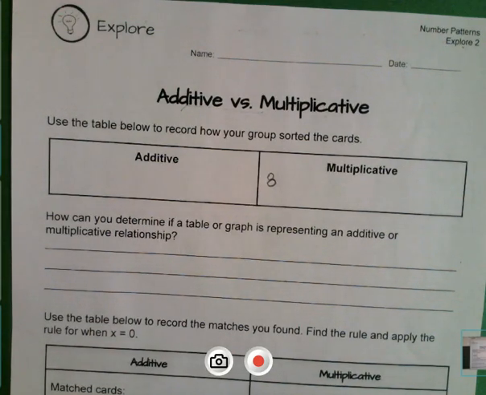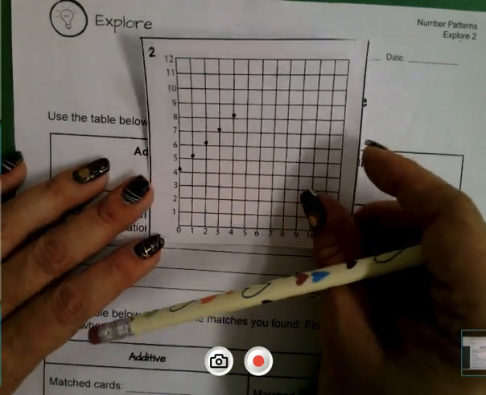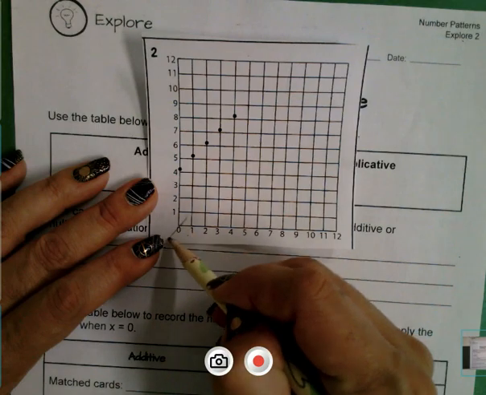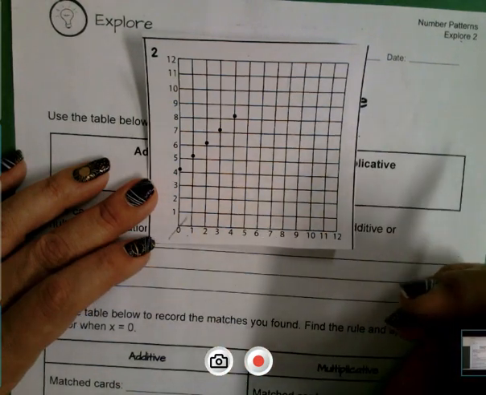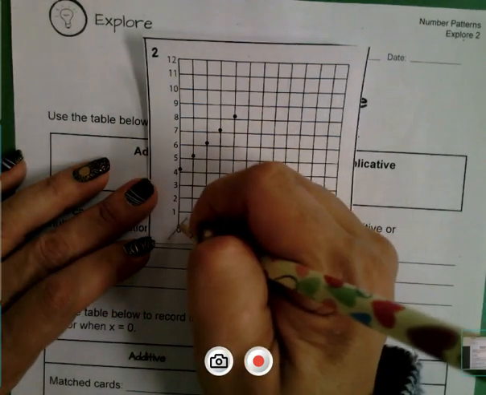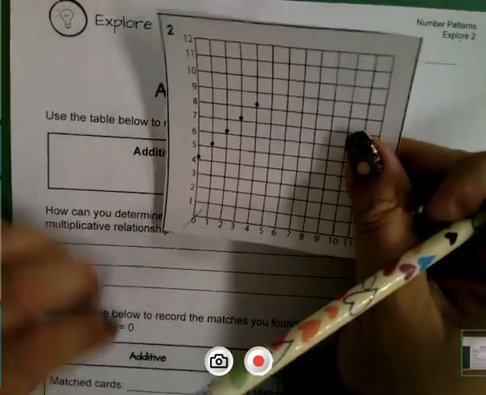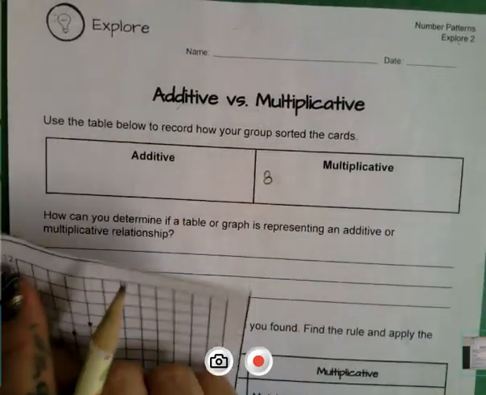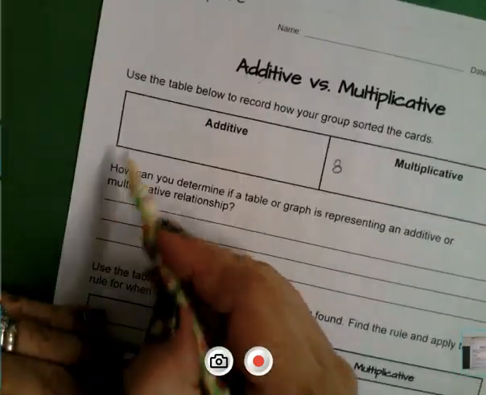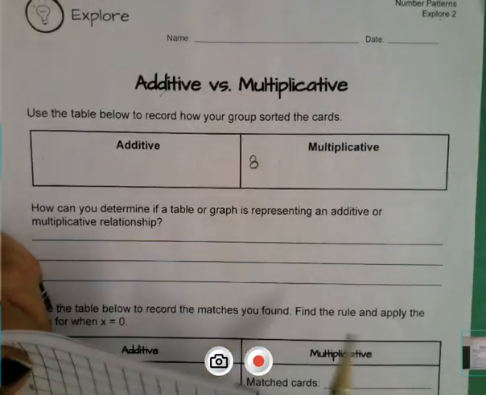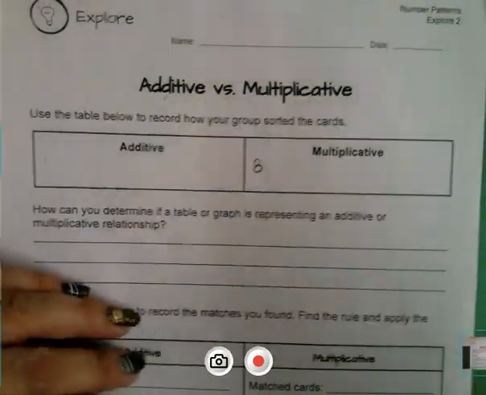Some of our cards look like this. And if you remember what I said about going through 0, this will be a lot easier. If not, you'll have to make your table and try to tell me, is it additive or multiplicative? If this is additive, you're going to write the 2 here. If it's multiplicative, you're going to write the 2 here. Okay? So you're just going to go through every card.